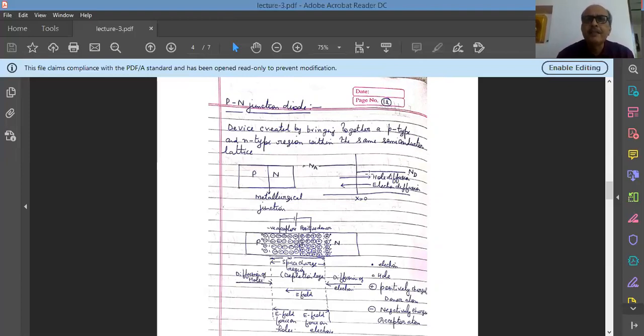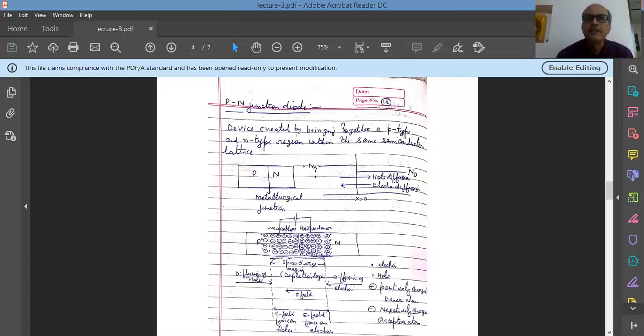On N type, there are more donor impurities. So more donor impurities means more number of electrons. More acceptor impurities means more number of holes. So what will happen if you put them together? Don't apply any electric field. So the dominant current flowing mechanism will be the diffusion.